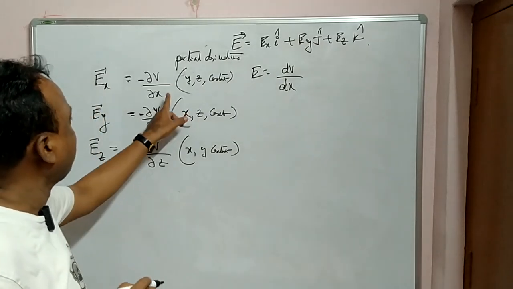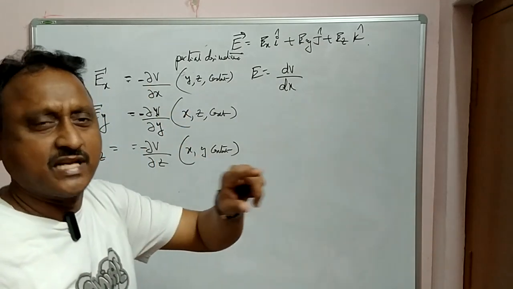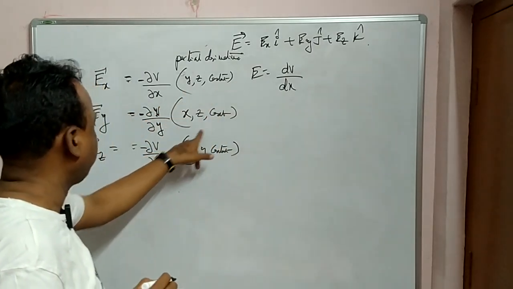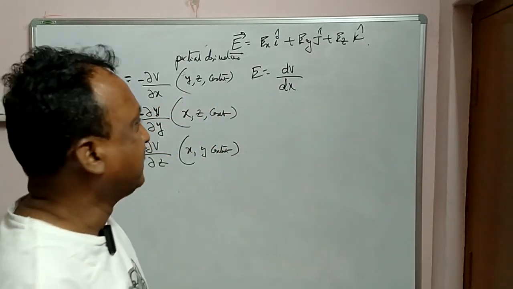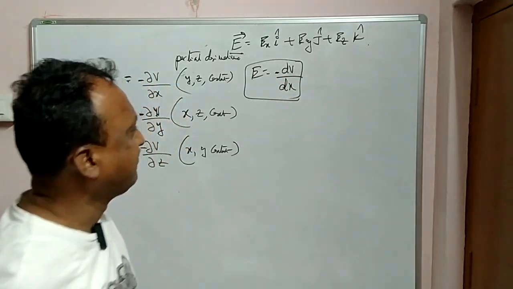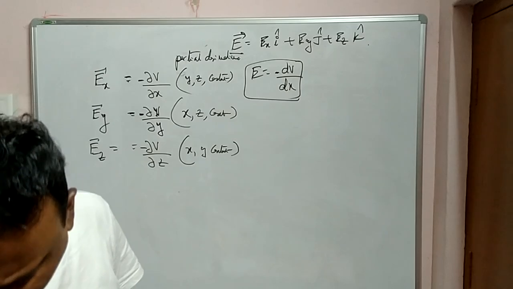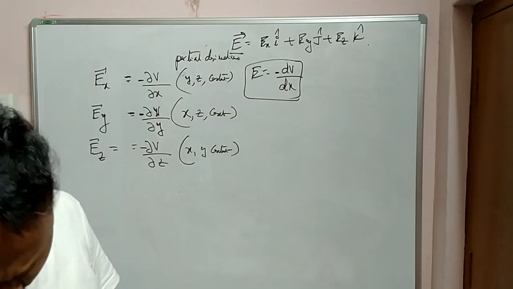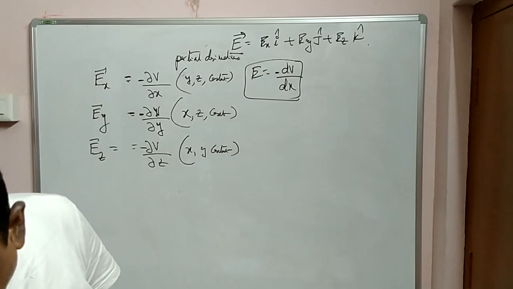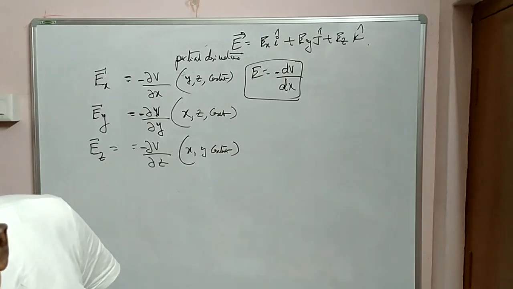When you calculate with respect to x, y and z are constant, with respect to y, x and z are constant, with respect to z, x and y are constant. This is the general formula: E is equal to minus dV by dx, or dou V by dou x. Clear? So this is how you will be solving different problems in such cases. Okay?